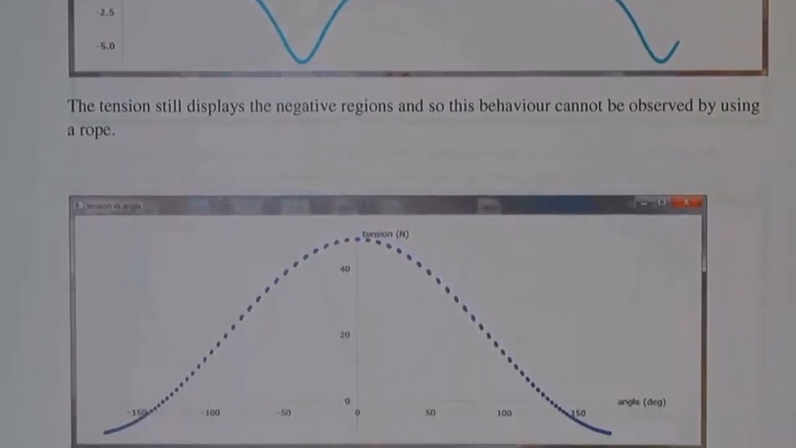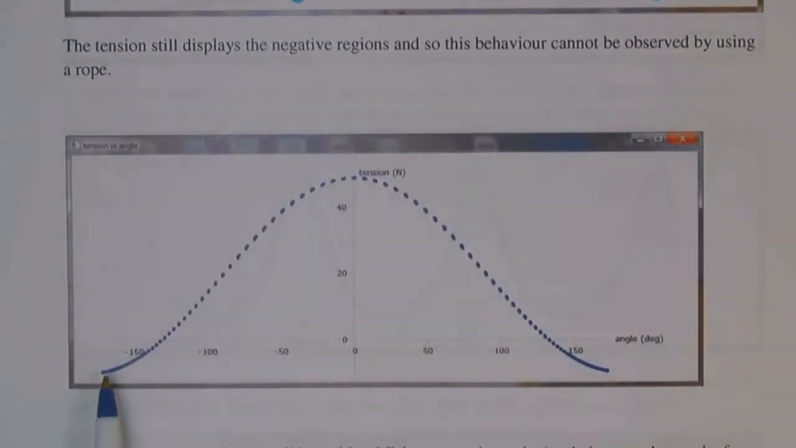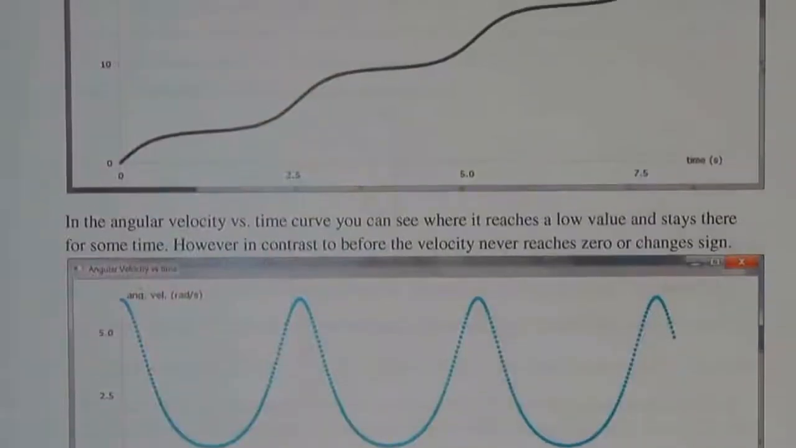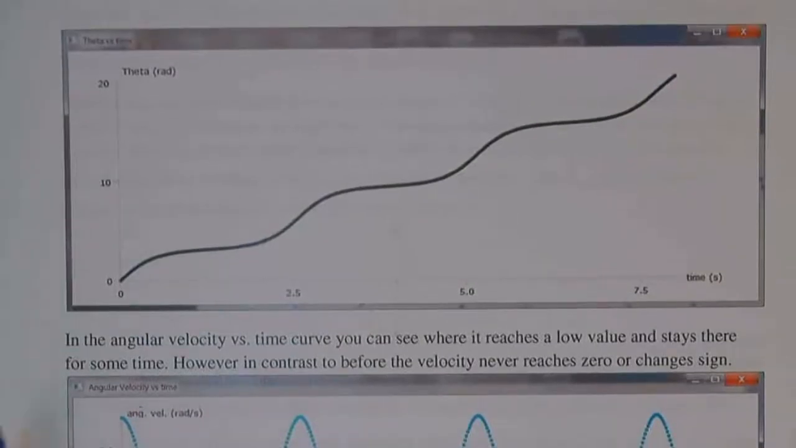Our tension really hasn't changed very much. It still goes negative up at the top and looks very similar to the case that we had before. Okay? Now, let's increase the initial velocity by 1% and see what change we get. So this is now the progression of the angle as a function of time. It looks very different than we have before.